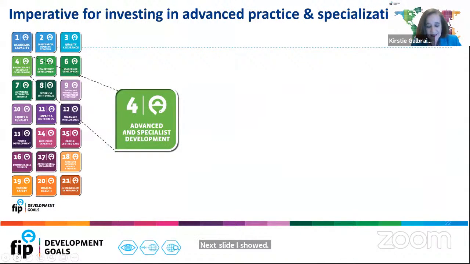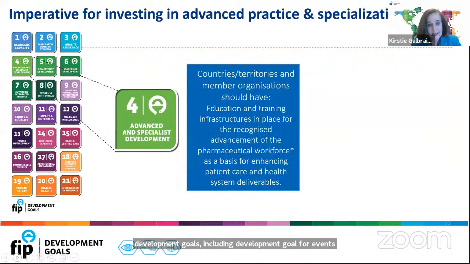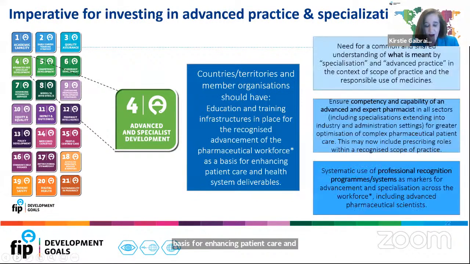So as you've already seen, these are the 21 FIP development goals, including Development Goal 4, Advanced and Specialist Development. In Nanjing, we agreed on the initial 13 workforce development goals, including factors required for success in progressing these goals. For success in DG4, countries and territories and member organisations should have education and training infrastructures in place for the recognised advancement of the pharmaceutical workforce as a basis for enhancing patient care and health system deliverables. Further, with one more click, please.